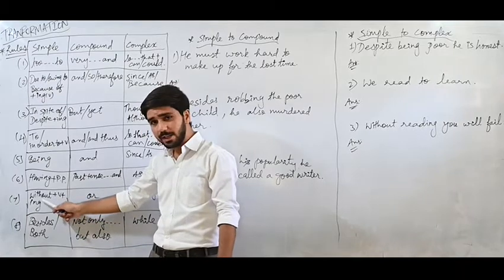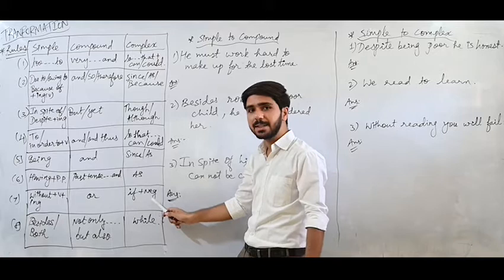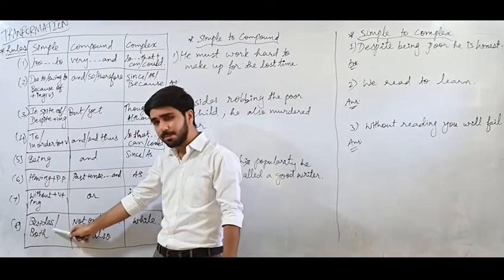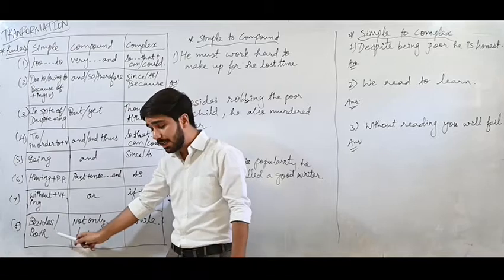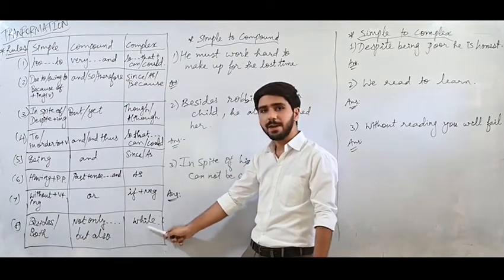Then next, number 7, without plus verb plus ing means without writing, without reading, like that. Ing is given with without. Then in compound use or, in complex use if plus negative sentence. Then last one, if besides or both is given in simple sentence, if it starts with this, then in compound use not only but also, in complex you will use while.